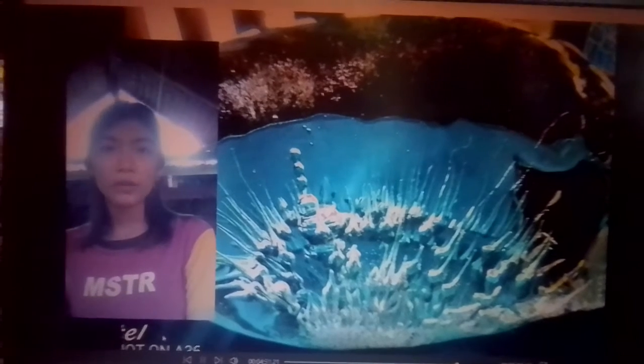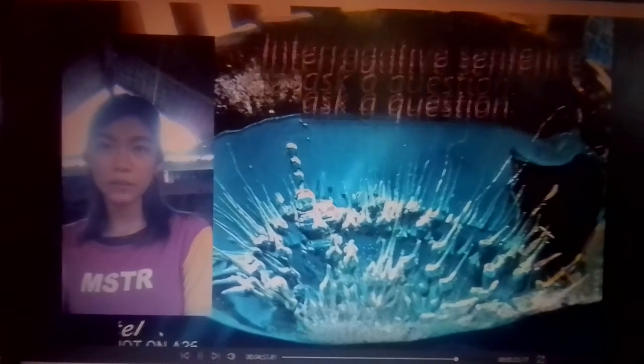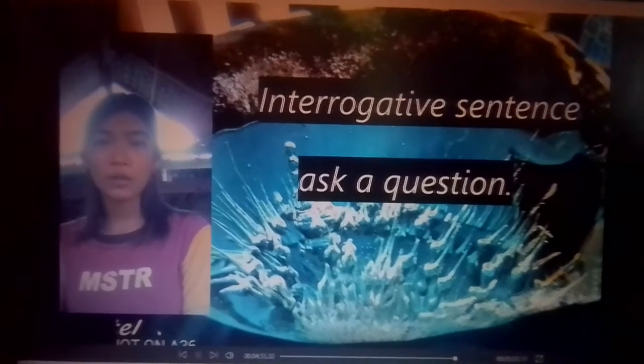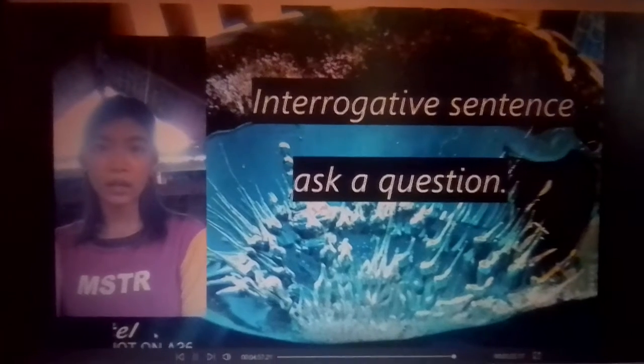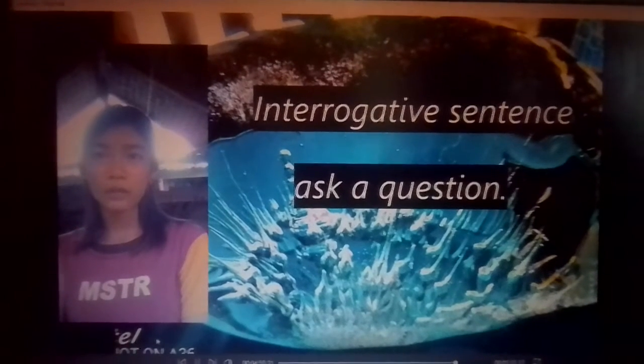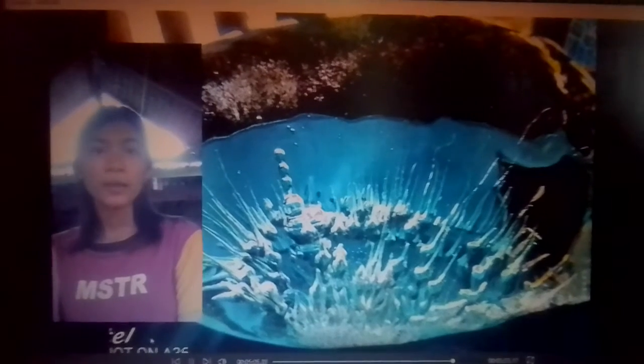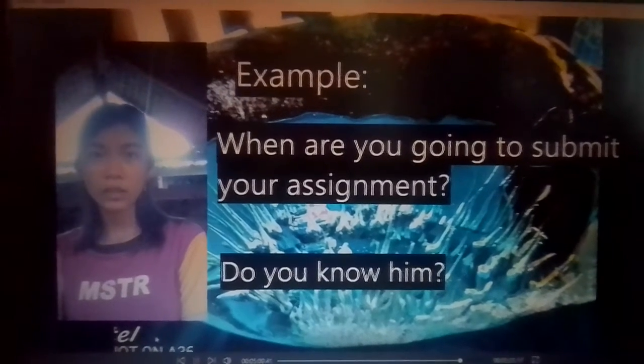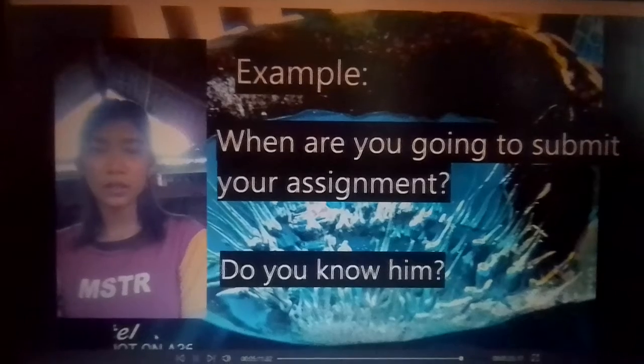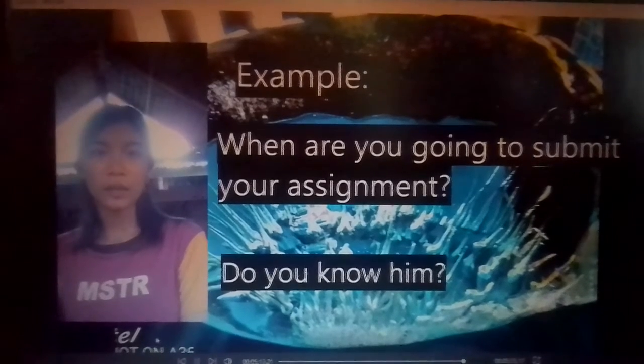Now, an interrogative sentence. When we say interrogative sentence, you need to ask a question. An interrogative sentence must end with a note of interrogation, a question mark, at the end of the sentence. So we have some examples. When are you going to submit your assignment? There's a question mark at the end of the sentence. Do you know him? Like that.